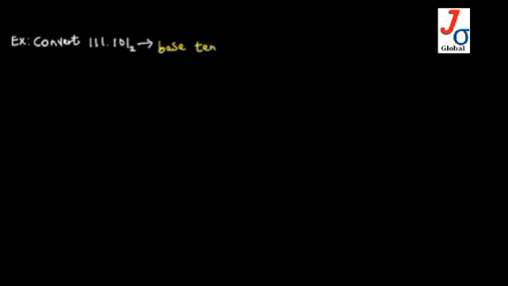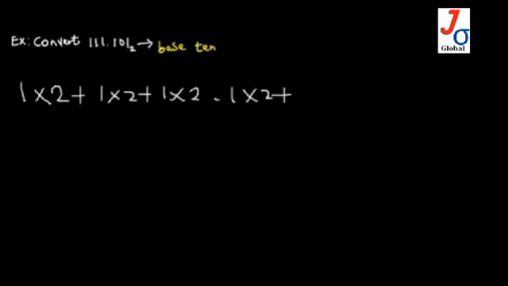So the first thing we have to do is expansion. When you're converting to base 10, you have to expand. Let's expand this: 1 times 2 plus 1 times 2 plus 1 times 2. Then we have a decimal here. Then 1 times 2 plus 0 times 2 plus 1 times 2.